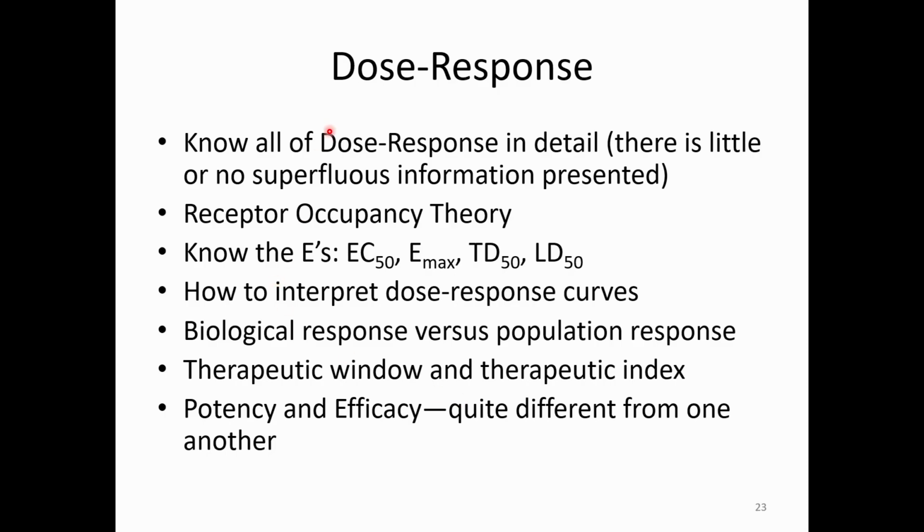Definitely just a bit of review here. Remember occupancy theory, know all these: what EC50 is, Emax, TD50, LD50, know how to interpret dose response curves, know the differences between individual biologic dose responses versus population-based dose responses, therapeutic window, therapeutic index. Definitely know the difference between potency and efficacy.